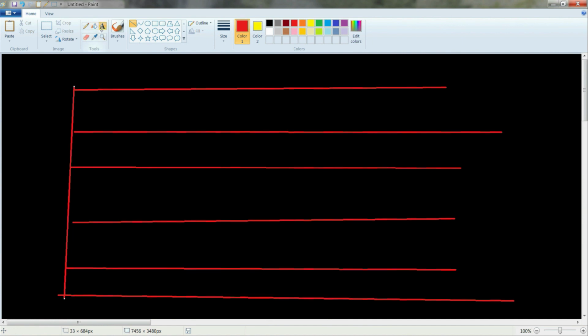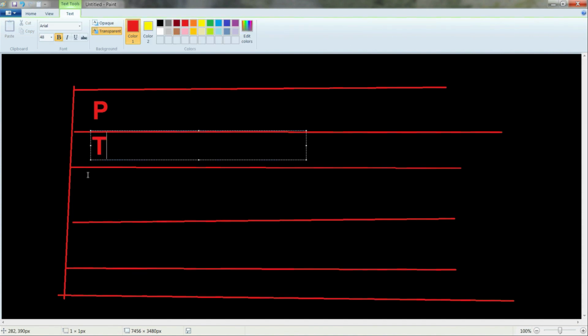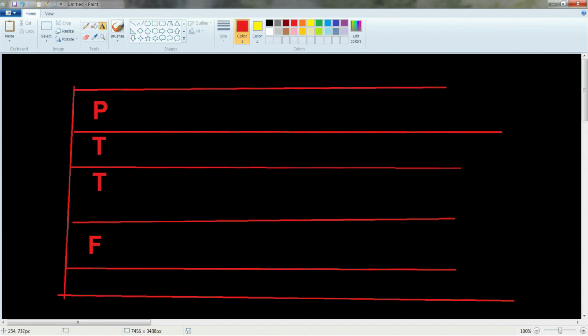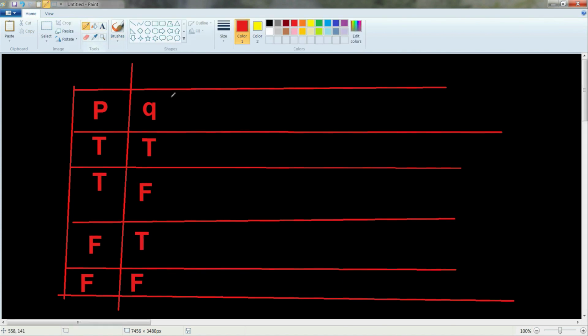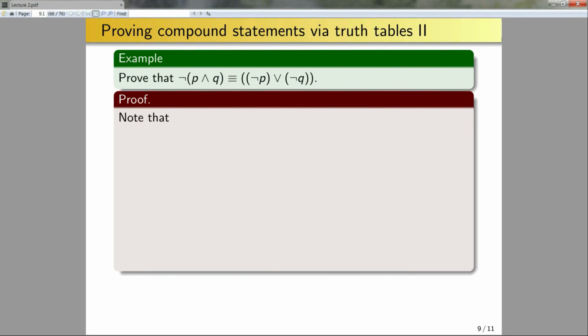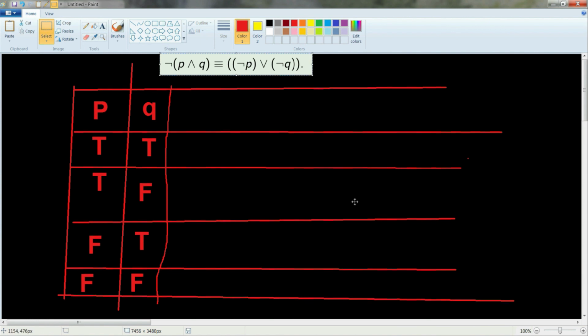Okay, so here I'm going to have P, and P will either be true or false. And in the next column, I will have Q, and Q will either be true or false. So we get our standard enumeration here. So now going back at what I want to prove, I explicitly want to prove this statement. So just for convenience, let's put this up here. So I need to compute two statements. I need to compute the left-hand side and I need to compute the right-hand side.